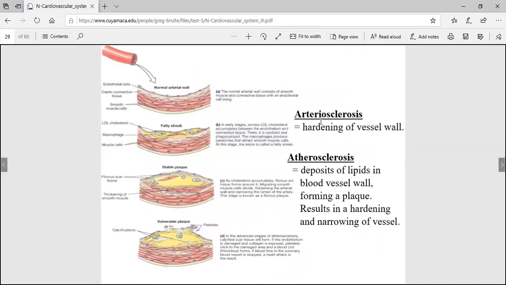Don't stress on this other than the fact that arteriosclerosis, generic word, means hardening of the vessels. Atherosclerosis is the process, so the depositing of the lipids and other stuff that basically becomes this plaque, and that results in hardening and narrowing of the vessel. So arteriosclerosis is just hardening, where atherosclerosis is more like the process that then leads to hardening, if that makes sense. They sound very similar, so be careful. Just spell them right.